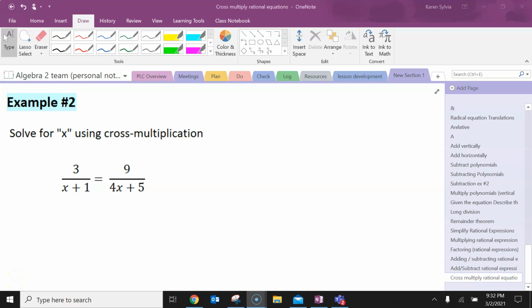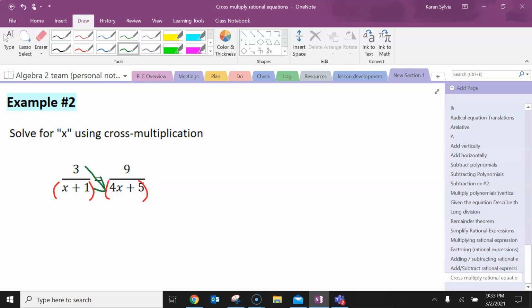Our first step again is to make sure that we group our terms with parentheses. If there's ever any spots, numerator or denominator, where there's more than one term, we want to group them. Now I begin the process of cross multiplication again.